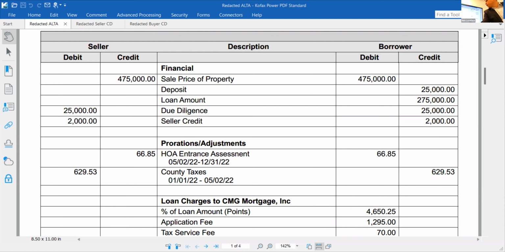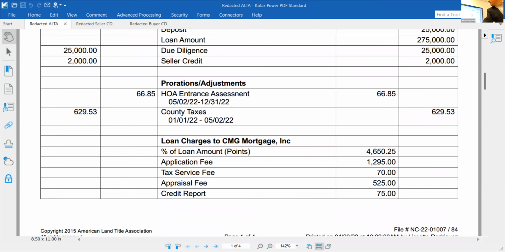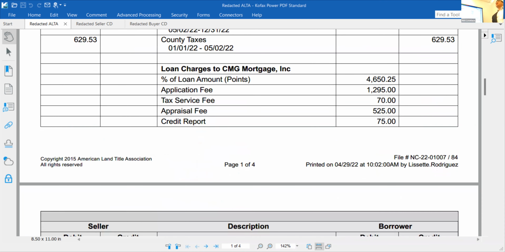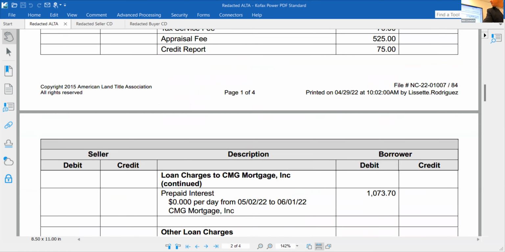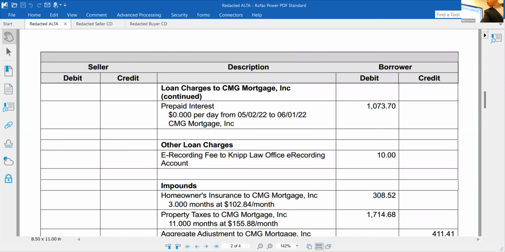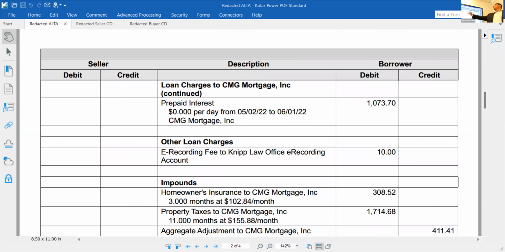Then you get into your loan charges, and those have nothing to do with me. So those are all determined by the lender. Got your point pay downs, application fee, all the fun loan charges. You may get questions on what these mean. Honestly, if I'm getting a question on what a loan charge means, I'm referring them back to their loan officer. Let their loan officer answer these questions. That's why they're getting it. So if there are any questions about any of these fees or anything like that, just refer them back to their loan officer.